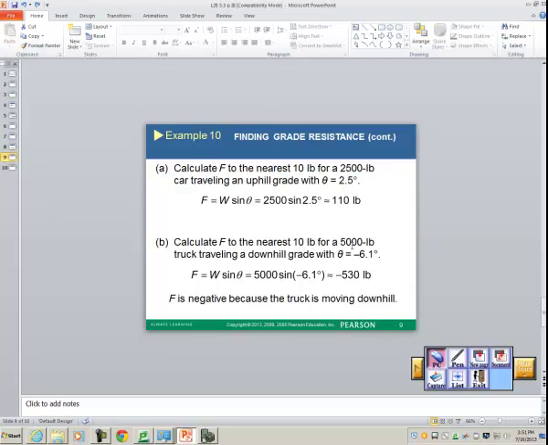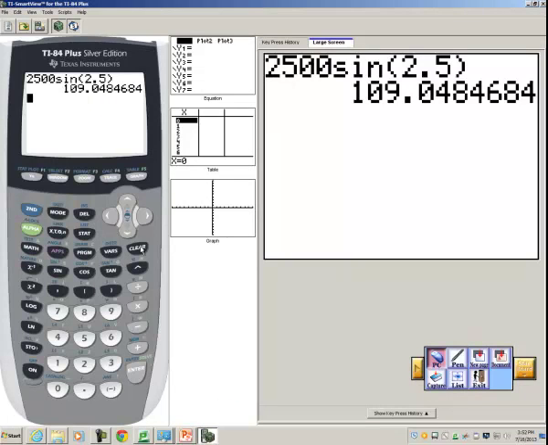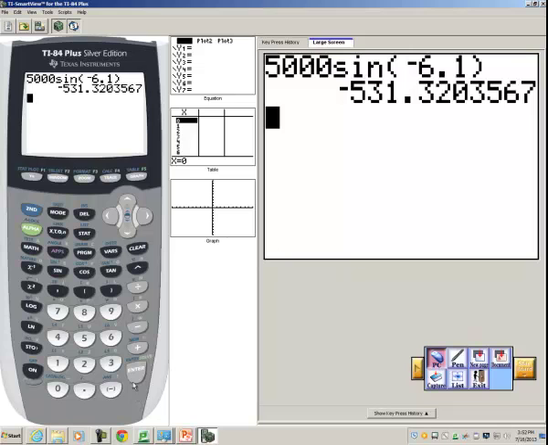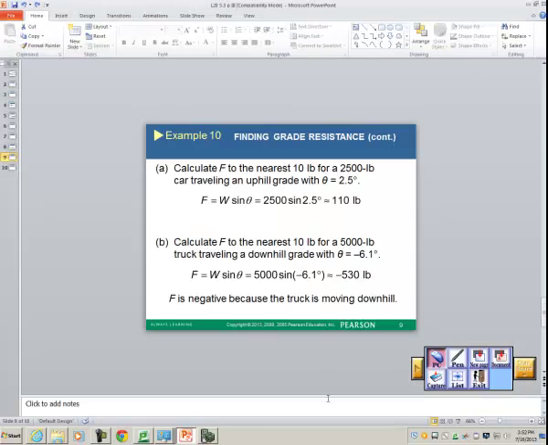Calculate F to the nearest 10 pounds for a 5,000 pound truck traveling downhill. So that would be a negative 6.1. So that'd be 5,000 sine negative 6.1. We get a negative 530. Let's take a look at that one. Okay, so that's 5,000 sine of negative 6.1. Now you got to make sure you use that negative sign, not one of the blue keys, because the blue keys will give you an error. Okay, and we get a negative 531.32, but we want to round that to the nearest 10 pounds, so that would be negative 530. Okay, questions with that?